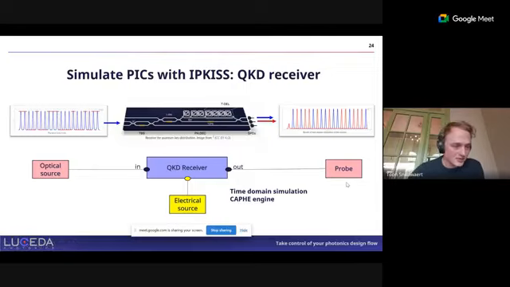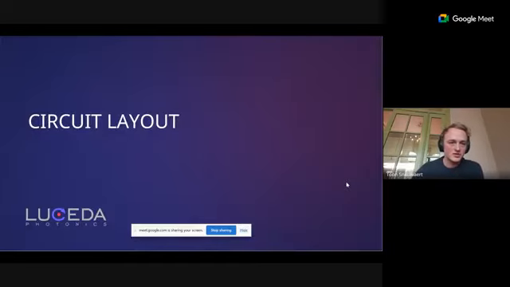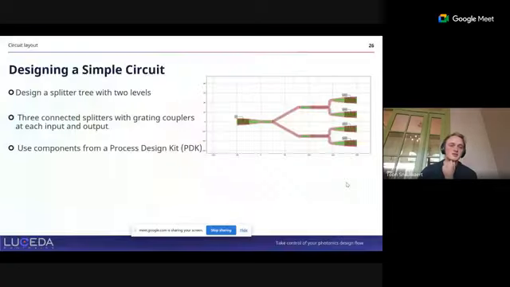But before we get into the working principle of this chip, we'll start with something simpler. We'll create a circuit layout of a splitter tree with 2 levels. Here we connect 3 splitters with grating couplers at each input and output. And for that, we will use components from a process design kit.